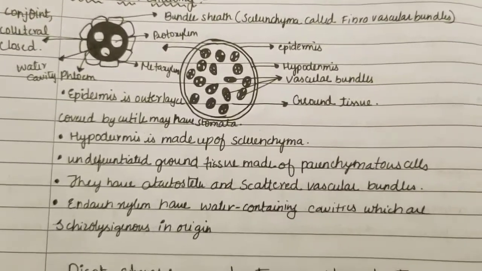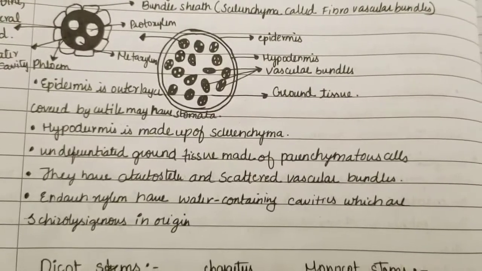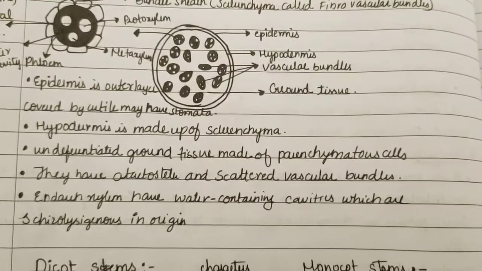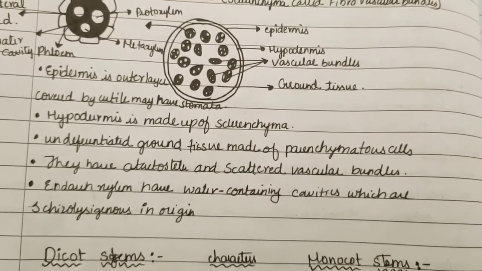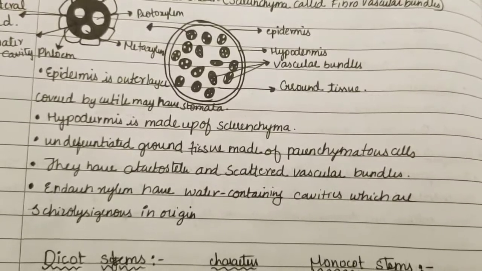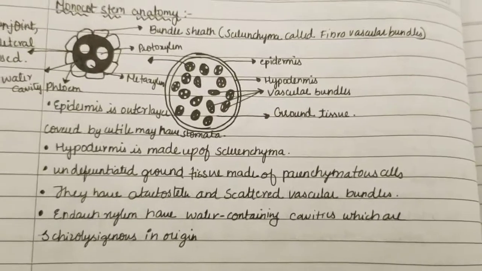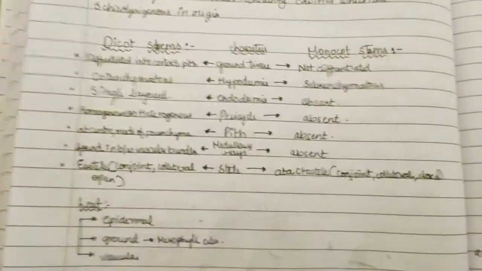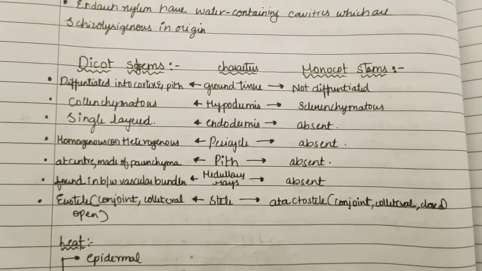Monocot stem anatomy. Here you can see the structure of monocot stem. Then epidermis is the outermost layer covered by cuticle, and may have stomata. The hypodermis is made up of sclerenchyma. Then undifferentiated ground tissue is found, made up of parenchymatous cells. They have atactostele and scattered vascular bundles, with endarch xylem and water-containing cavities which are lysigenous in origin.